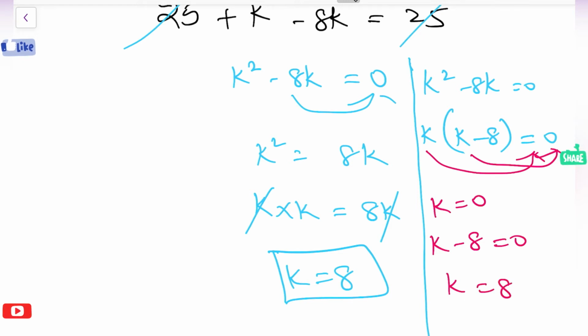So two values will be there which satisfy the given one. One is k equals 8 and the other is k equals 0. So both are correct answers.